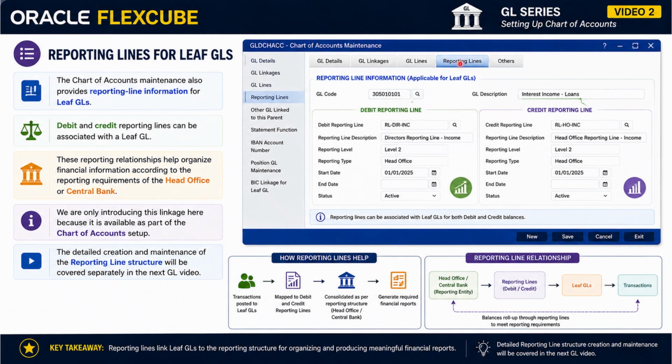Reporting lines for Leaf GLs. The chart of accounts maintenance also provides reporting line information for Leaf GLs. Debit and credit reporting lines can be associated with a Leaf GL. These reporting relationships help organize financial information according to the reporting requirements of the head office or central bank. We are only introducing this linkage here because it is available as part of the chart of accounts setup. The detailed creation and maintenance of the reporting line structure will be covered separately in the next GL video.